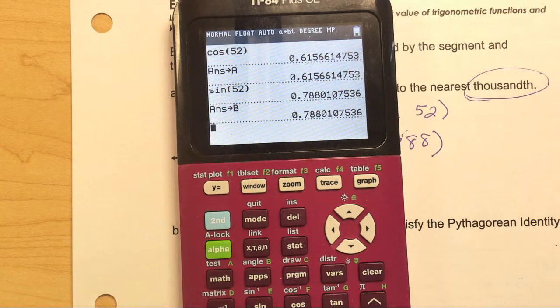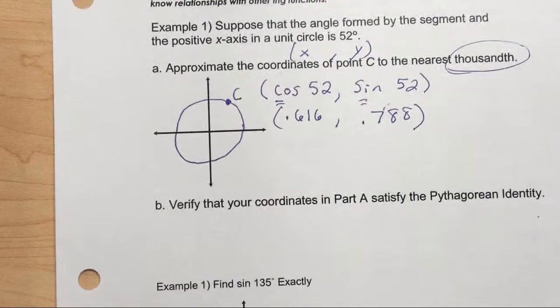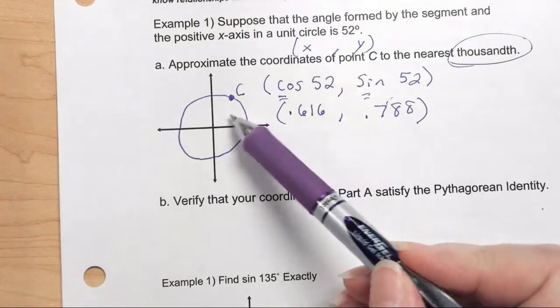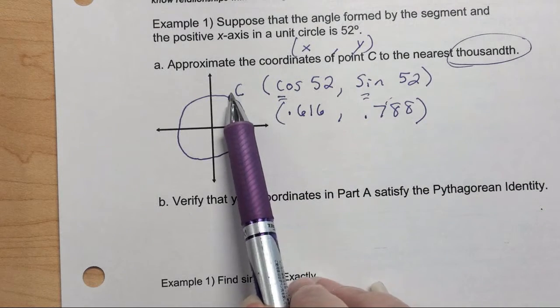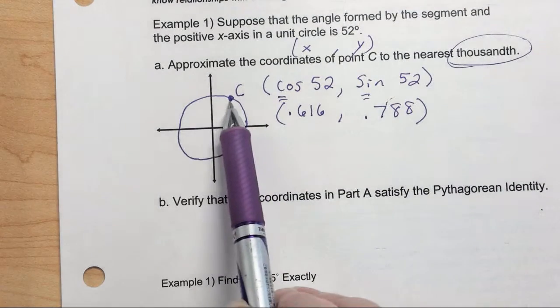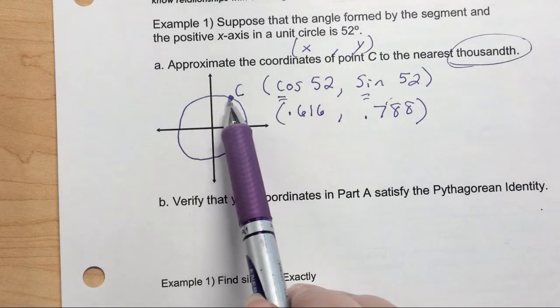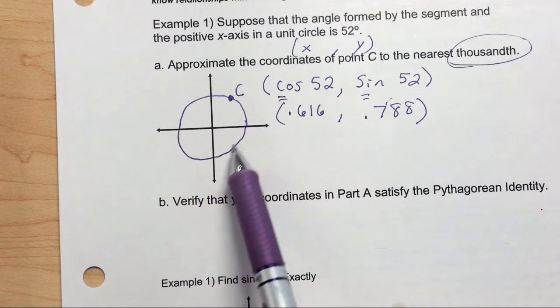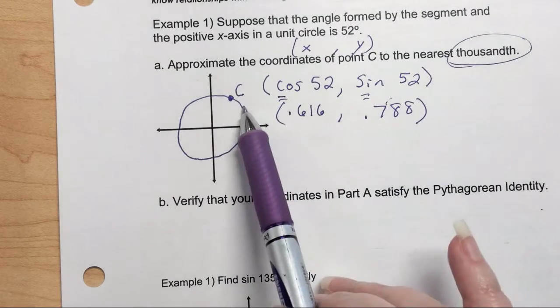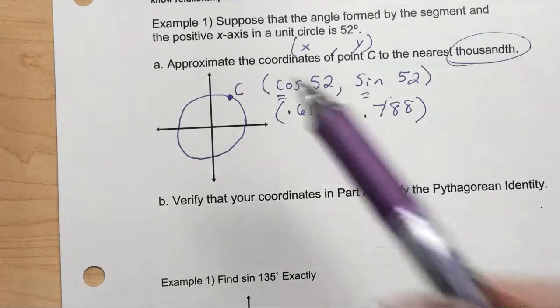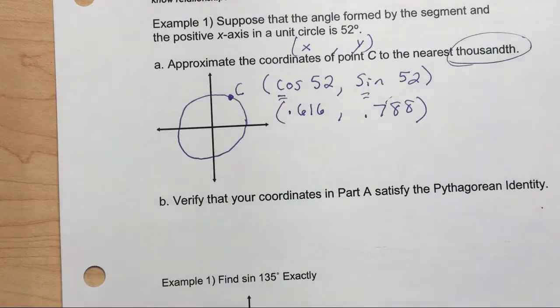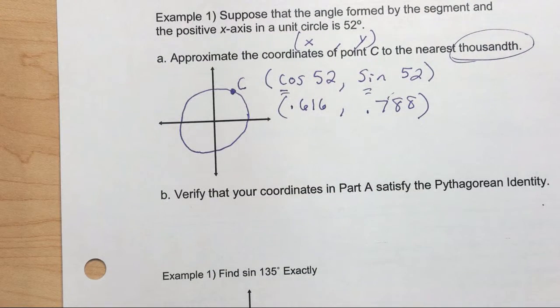All right. So the point right here is 0.6 comma 0.8, right? When you're doing the decimals, watch what they are, because it's going to help you when we graph. It's always going to be between -1 and 1 when you have it in decimals, because that's cosine and sine.